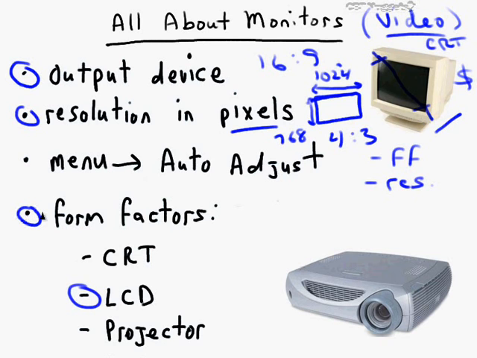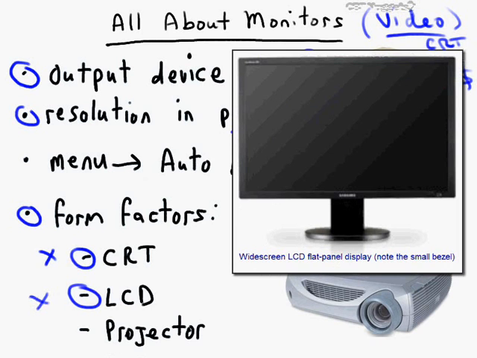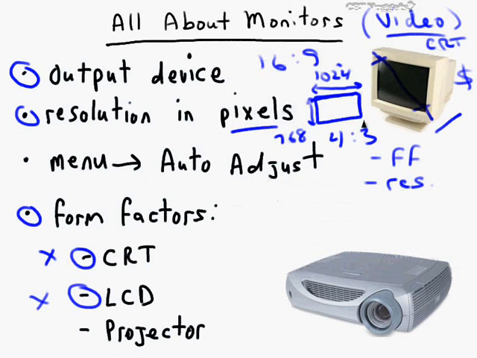Now, since we've jumped down to form factors, let's continue. We just talked about CRTs. The current generation of computer monitors uses liquid crystal display technology. Now, there's some variants there that we don't need to go into. Bottom line is LCD monitors are going to give us a flat screen appearance, which is nice for many reasons. If you've worked with a CRT monitor, the glass front is convex.